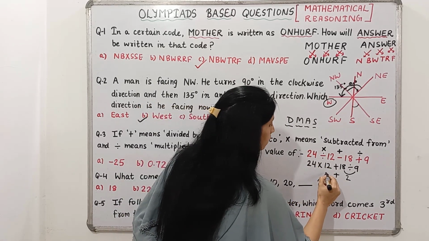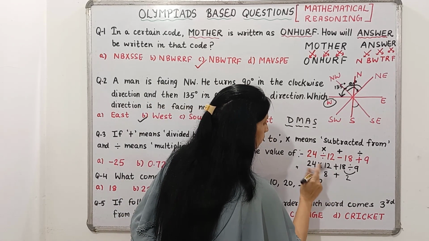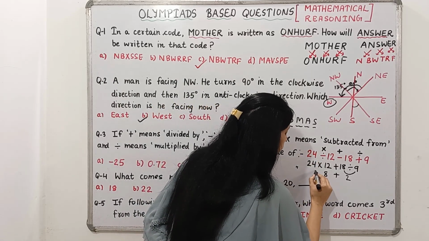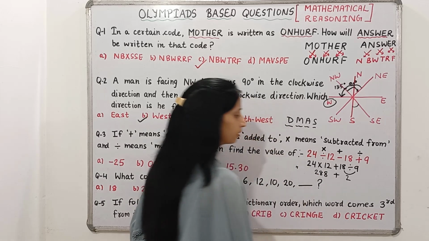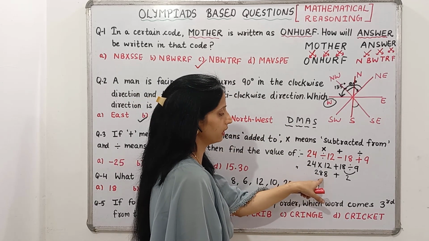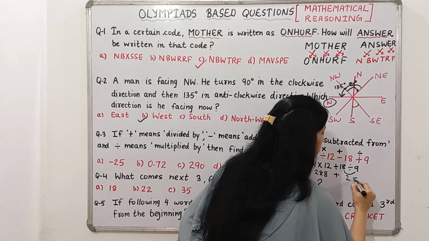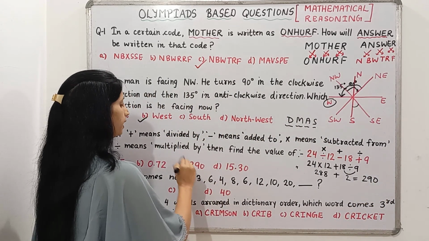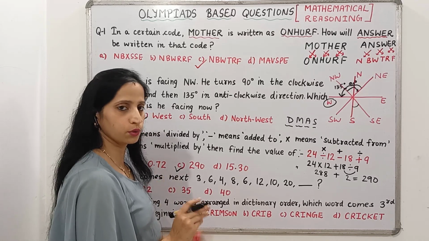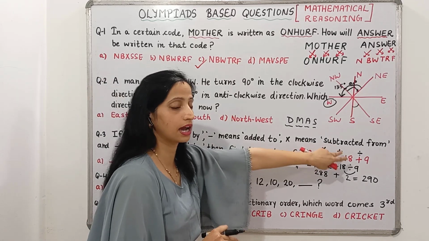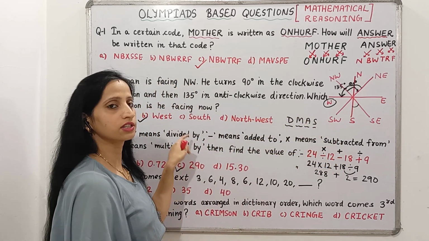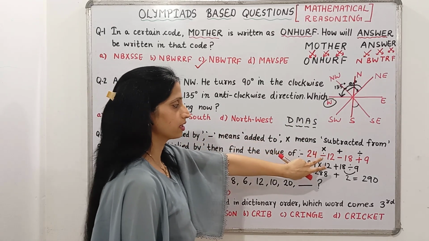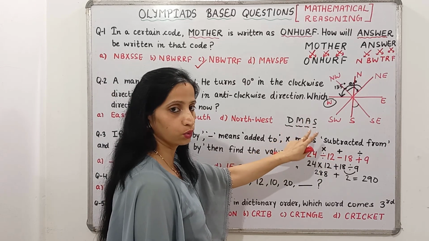12 4s are 48. We will write 8. 4 we will carry. 12 2s are 24. 24 plus 4, 28. Okay. So lastly we will add 288 plus 2. We will get 290. This means our answer will be 290. In this type of question, what you have to do? You have to just change the sign as per the given instructions in the question. Okay, that's all. And then you have to just solve accordingly by using the rules.